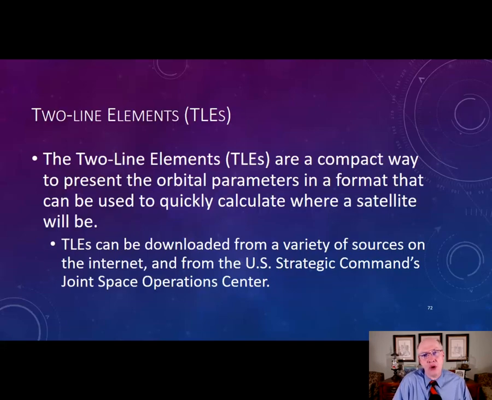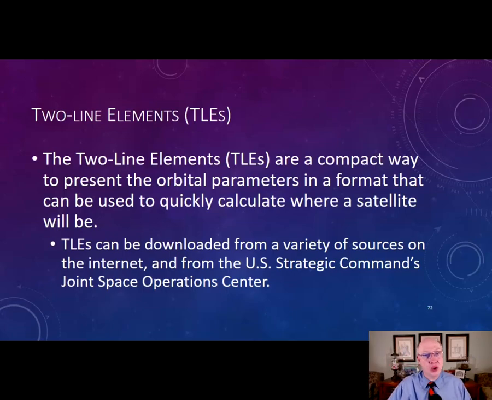We publish their orbits as a set of numbers, and these numbers are given a very specific format. They're called two-line elements, or TLEs. And TLEs are a very compact way that you can publish the orbital elements for any Earth-orbiting satellite out there. And from those two-line elements, you can calculate exactly how the orbit is, what its shape is, what its inclination is, what its orientation is, and where the satellite is in that orbit.